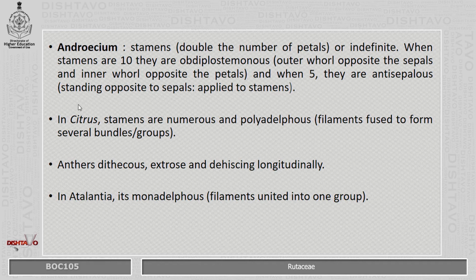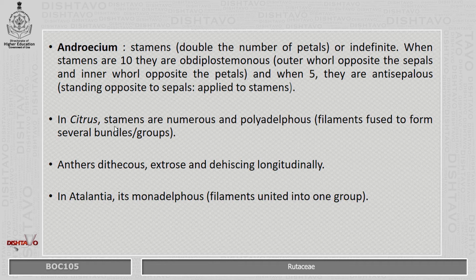Androecium, the stamens, they are double the number of petals or they are indefinite, meaning we cannot count the number of stamens. When the stamens are 10, they are obdiplostemonous. Obdiplostemonous meaning the arrangement is such a way like the outer whorl is opposite to the sepals and the inner whorl is opposite to the petals. And when they are 5, they are antisepalous, that is standing opposite to the sepals as applied to the stamens.